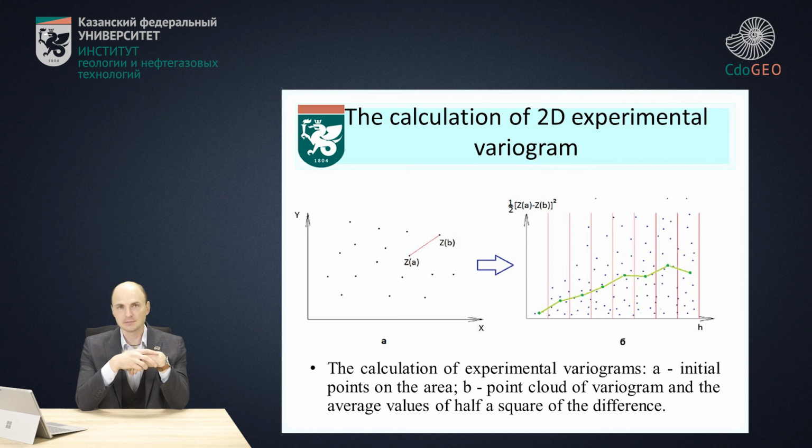Let's look at the example. We calculated this experimental variogram and approximated it with the theoretical one. We see that our variogram reached a certain plateau, and that happens at a range nearly equal to 5. So the variogram range in our case is 5. That means that points at a distance of more than 5 are independent in our data set. The nugget effect is equal to 0.